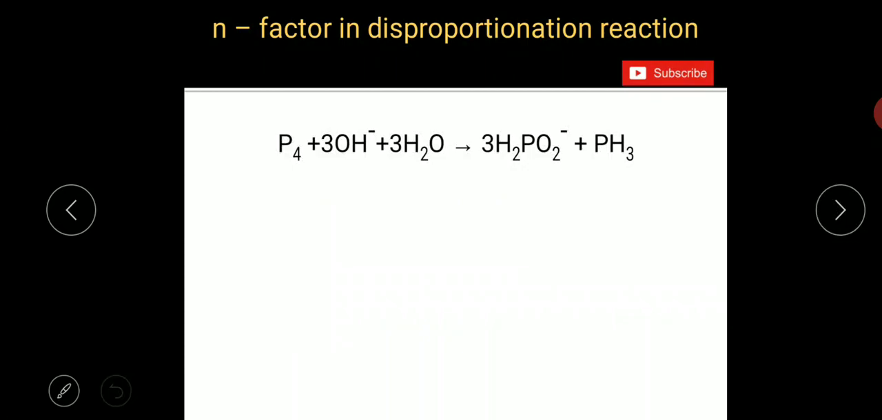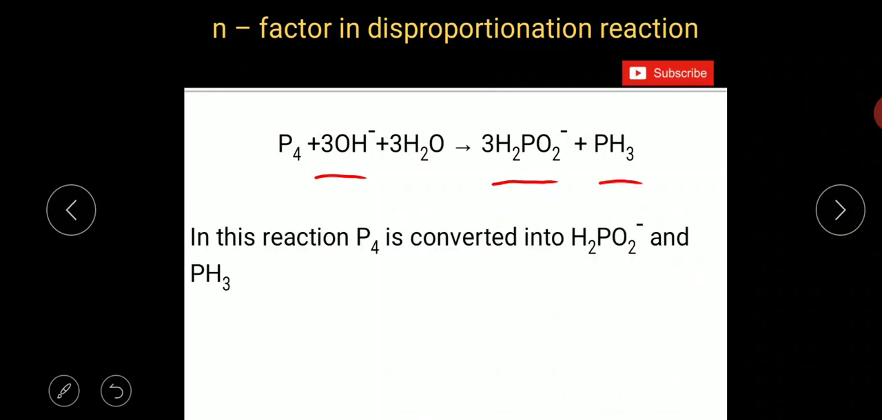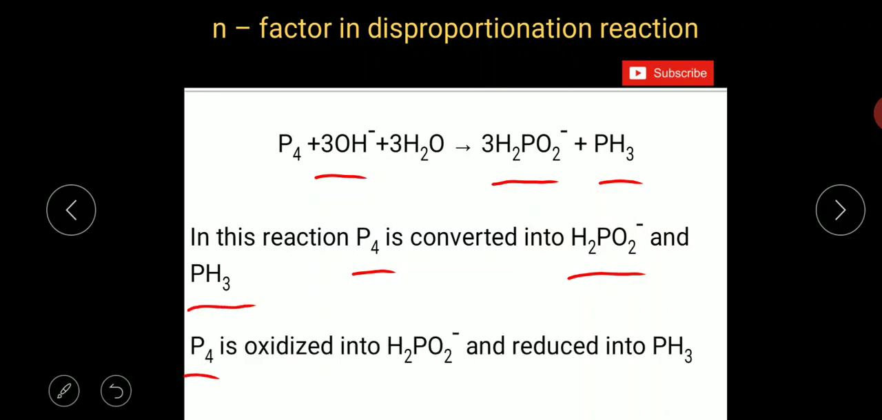In this reaction, phosphorus reacts with a base to become hypophosphite and phosphine. So P4 is converted into H2PO2 minus hypophosphite and PH3. So P4 is oxidized into H2PO2 minus and reduced into PH3. So it's a disproportionation reaction. And now let us see how to find out n factor of phosphorus in this reaction.